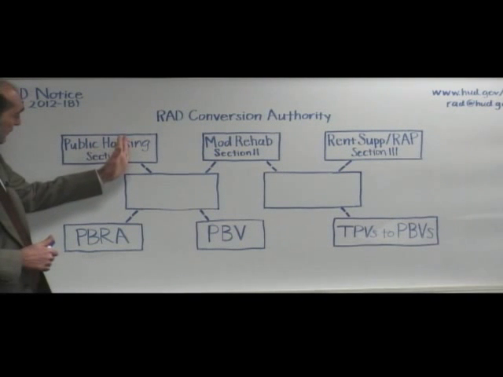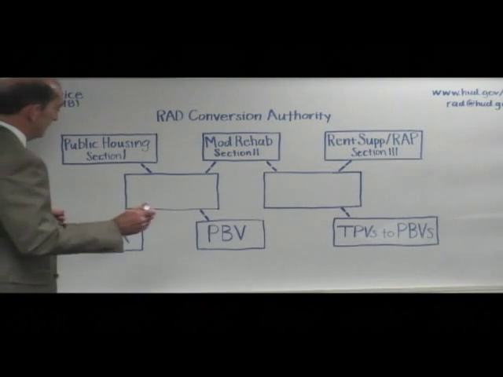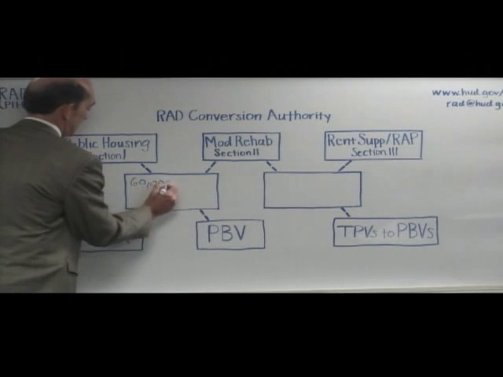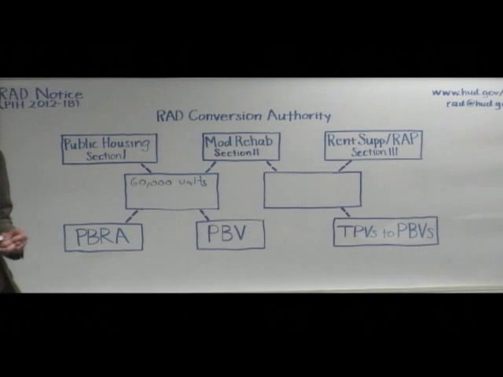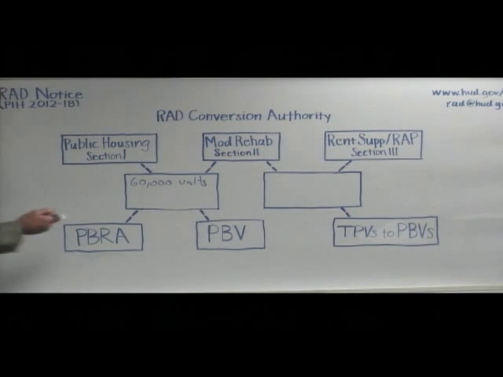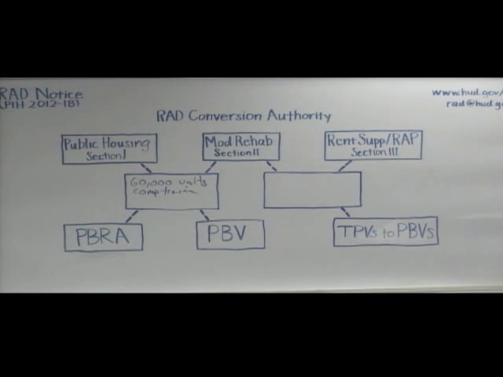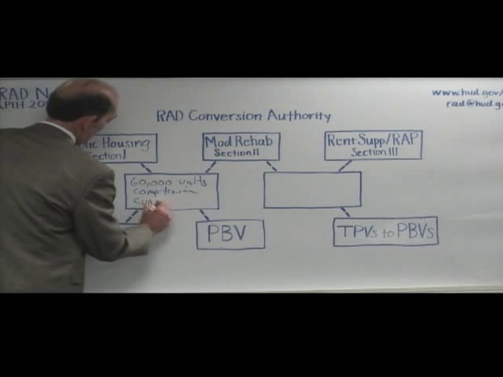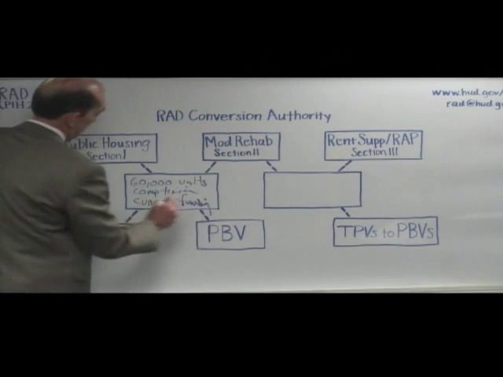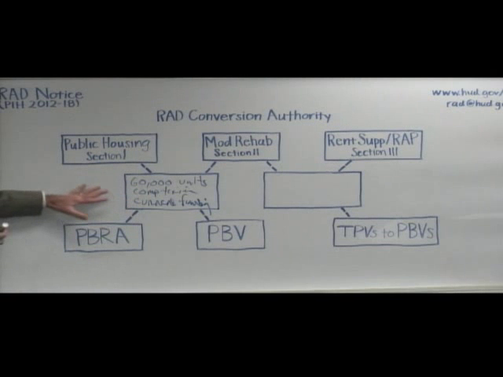So for public housing authorities, they have the ability to choose between PBRA and PBV, but there are a few conditions. First and foremost, Congress only gave us the authority to convert 60,000 units under this first component of the demonstration. Congress also said that it has to be done through a competition, and we'll talk more about the nature of that competition as we go along. And another real defining element of this first component is that it has to be done at current funding.